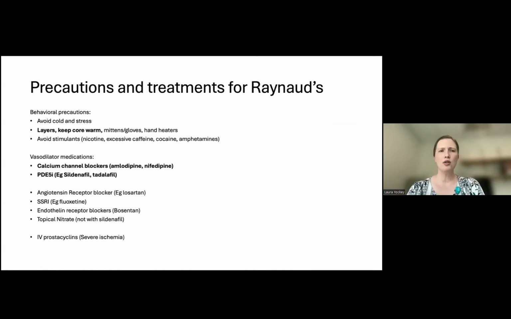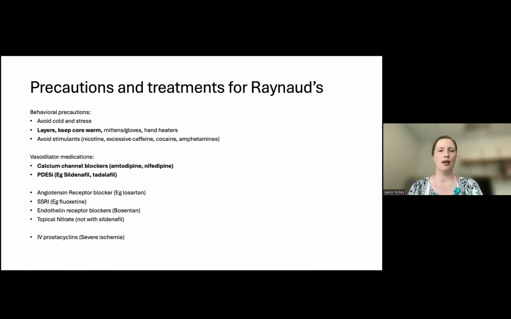And the treatment for Raynaud's is most commonly vasodilator medications to improve blood flow. Usually the most common ones we use are calcium channel blockers, which are more commonly used as blood pressure medications. So amlodipine and nifedipine are the most common ones we use. And then PDE5 inhibitors, sildenafil and tadalafil, are other medications that we might use if behavioral modifications and calcium channel blockers aren't controlling patient symptoms. And there are a number of other treatments that have varying degrees of efficacy and evidence, but are other things we might try if the other medications aren't enough.